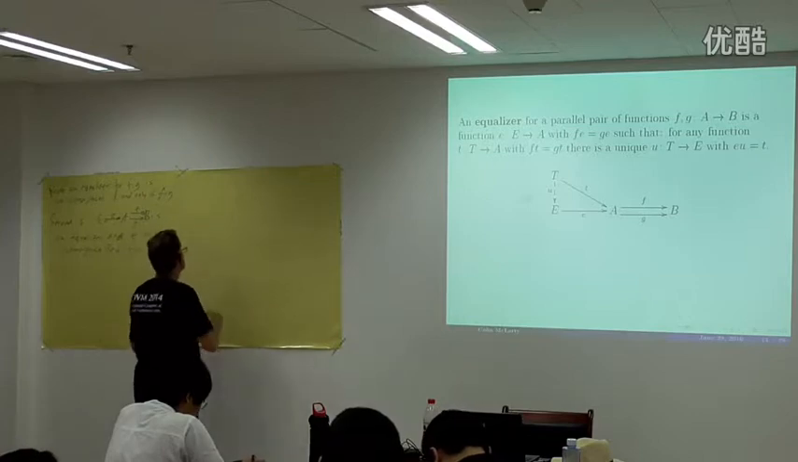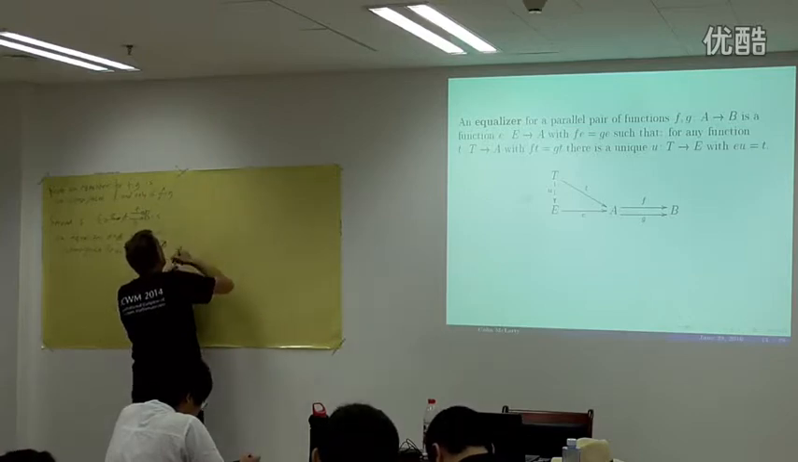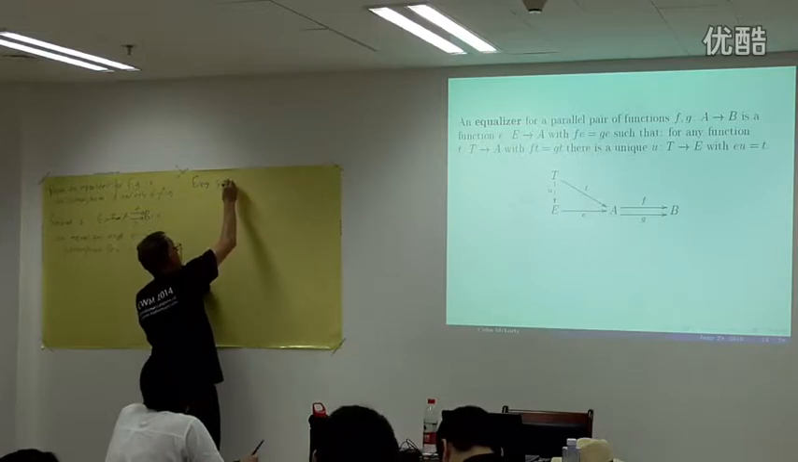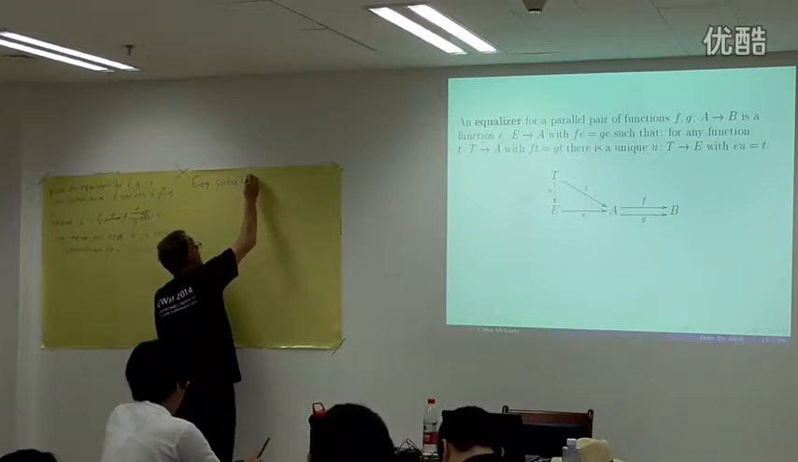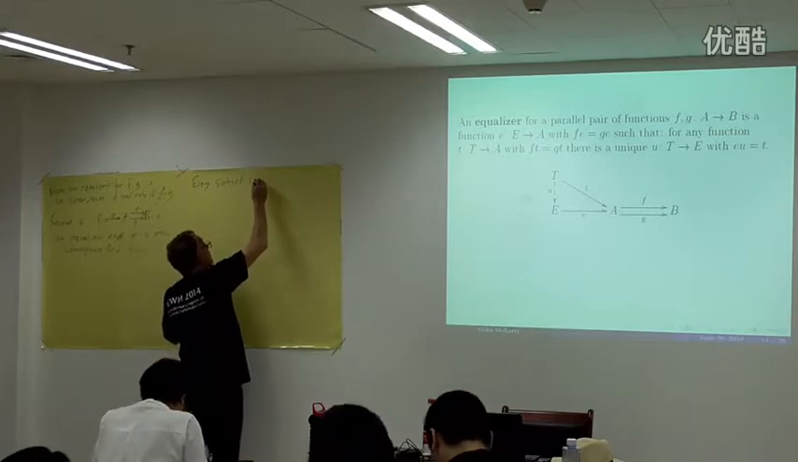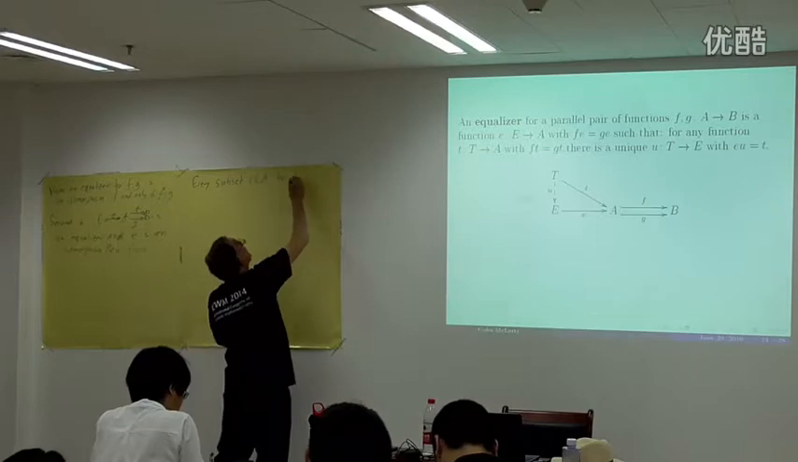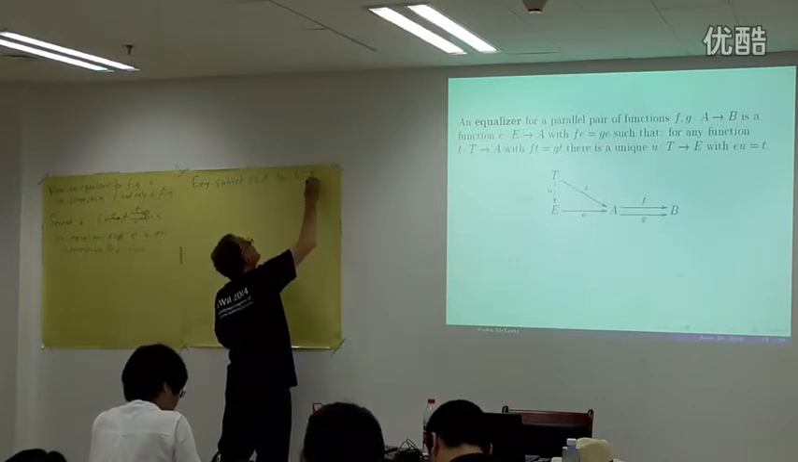Well, here's an earlier one. Every subset I of A is included in the identity subset.